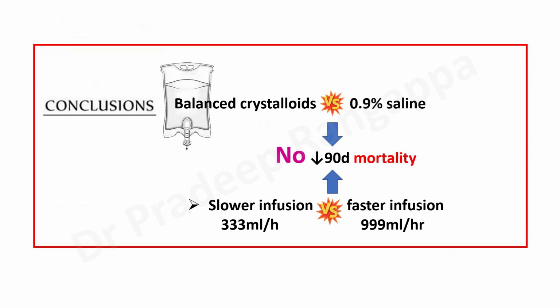Even in the BaSICS trial, they compared slower infusion and faster infusion, to see whether there was any difference. There was no difference. Whether you give the fluids as a rapid bolus or a slow infusion, there was no difference in mortality. And even in this study, it was shown that compared to balanced solution, administration of saline was much safer in traumatic brain injury.